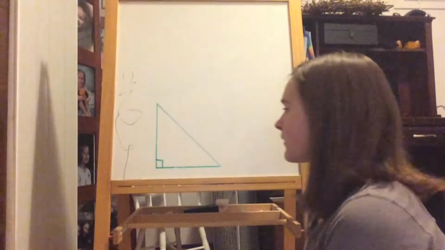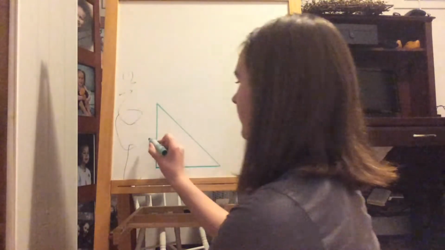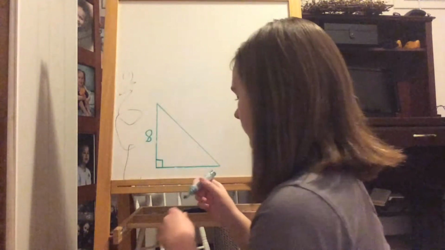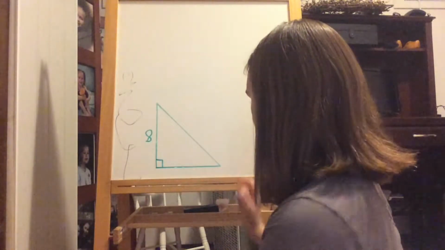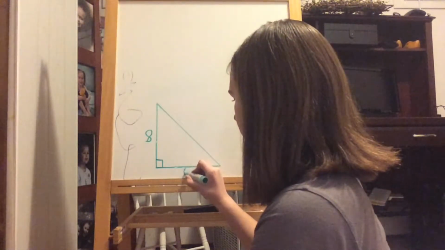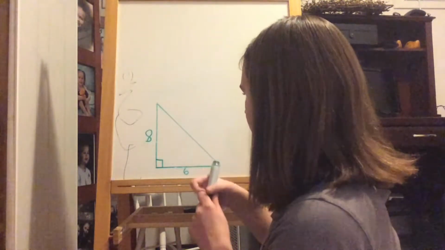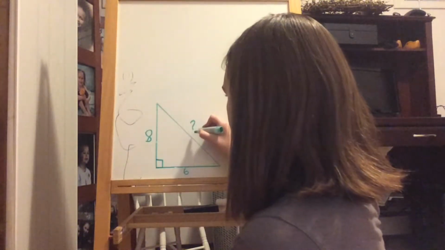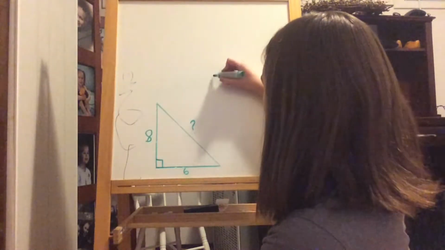Step 1. Identify which measurements are the legs and which is the hypotenuse. So in our problem, the wall, which is 8 meters tall, is this measurement in our triangle. The distance from the wall to the base of the ladder is 6 meters, so this is 6. Now, the hypotenuse is this. So at this point our equation looks like this.